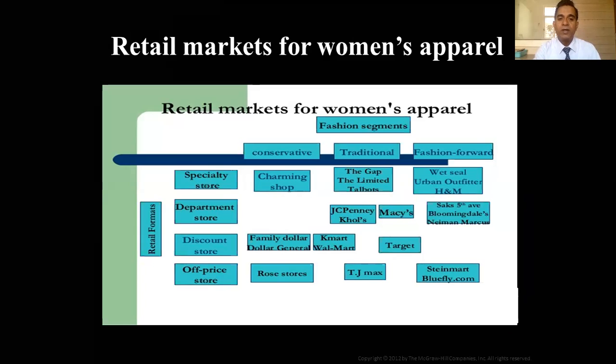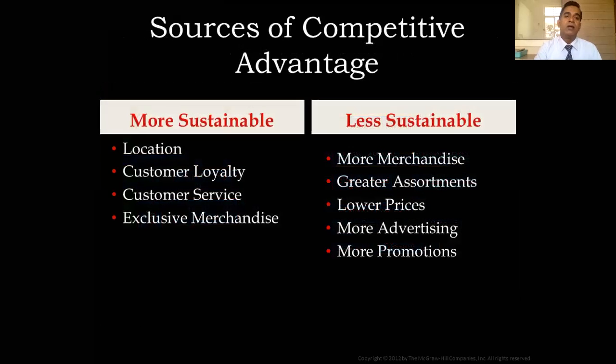We saw how different retail stores, basically competitors, have positioned themselves in the women's apparel markets, especially in three fashion segments that were conservative, traditional, and fashion oriented. Then we moved on to the sources of competitive advantage, or positioning and differentiation. So how can a company attain that edge over its competition? All the sources are broadly classified into those which can give a more enduring, sustainable competitive advantage, and those that can give a competitive advantage for a shorter period of time.